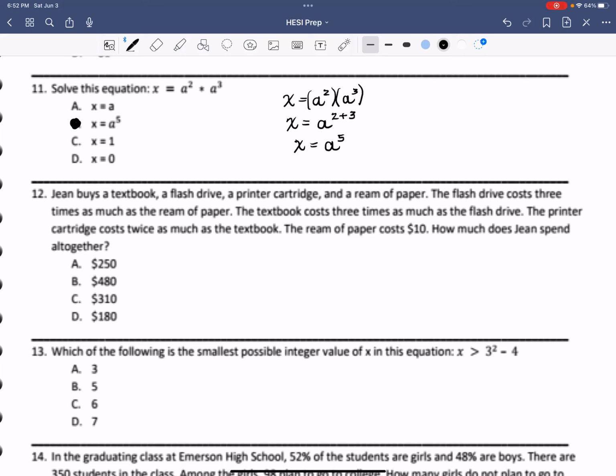Number 12 is a pretty tough problem. It's a lot of reading, and there are lots of numbers, and there's some algebra involved.